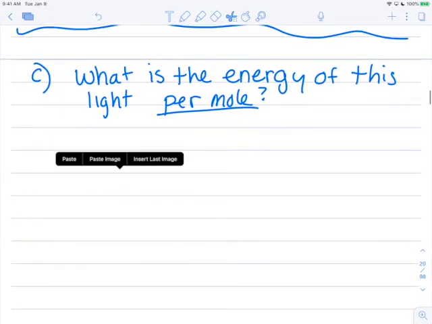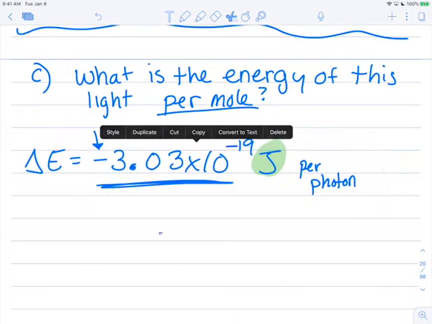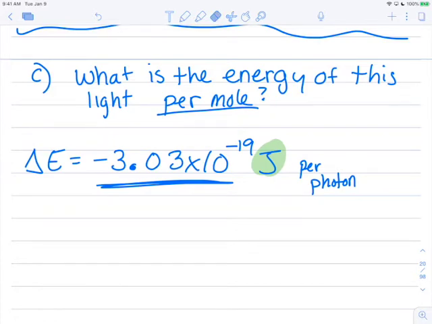So where I'm getting this is from part A. So we're looking at the same problem as we did earlier. But here it is joules per photon, and we want it in joules per mole. So negative 3.03 times 10 to the negative 19 joules on the top, photons on the bottom.